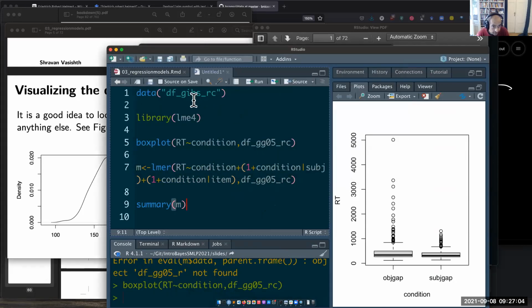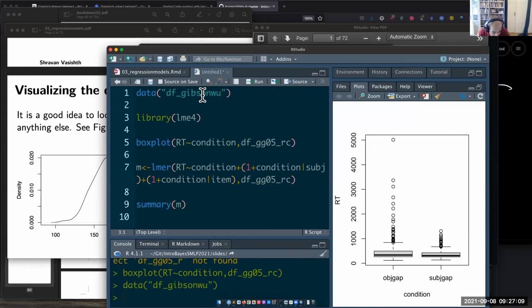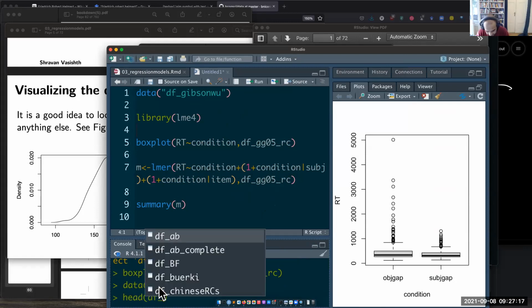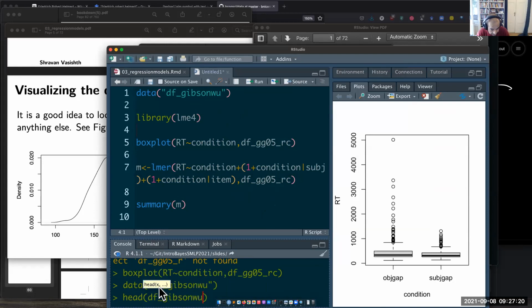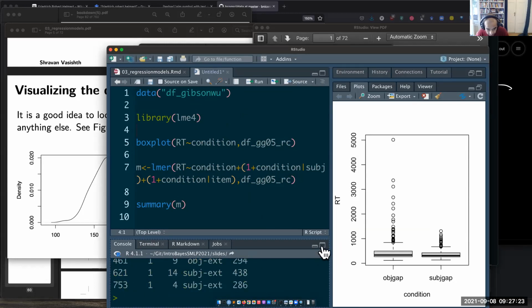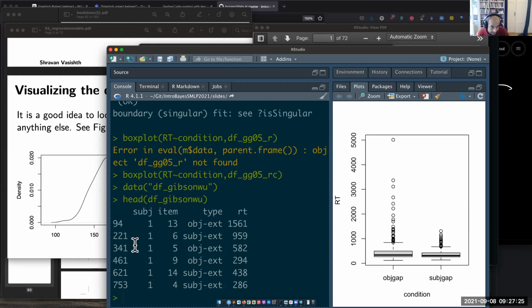So it's Gibson and Wu. This is the data set I wanted to actually show you. I'm sorry about that. And so if I look at this data set, what does it look like? This is Chinese relative clauses, right? It's a very controversial point. So the claim in this paper is that object relatives are actually easier to process than subject relatives in Chinese. If that were true, that would be a very surprising fact, because almost every language that we have studied, in the history of psycholinguistics shows the opposite pattern.